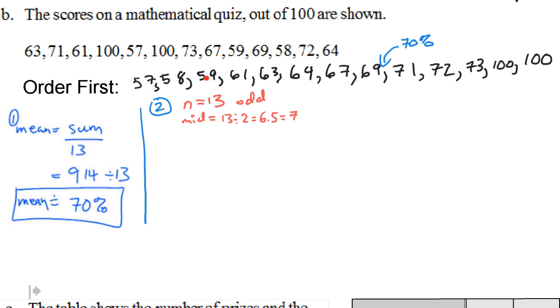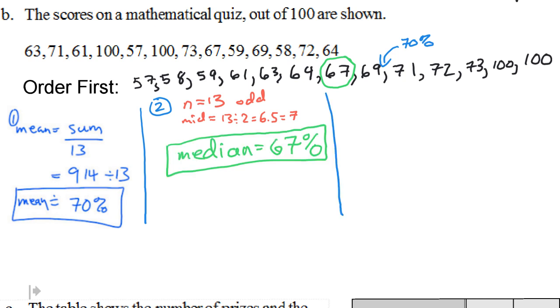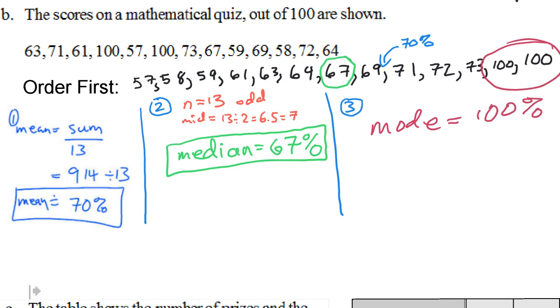So to get to the middle of this list, all we have to do is count to the 7th spot: 1, 2, 3, 4, 5, 6, and 7. So this 67 is our spot, our median. So let's write that out. And now we'll calculate the mode. The mode is determined by finding a number that's repeated. If I go through this list, I find the only number that's repeating is the last one here. So our mode is equal to 100%.